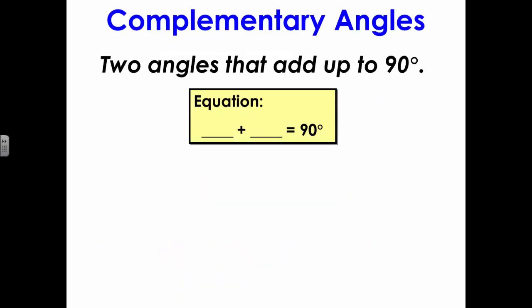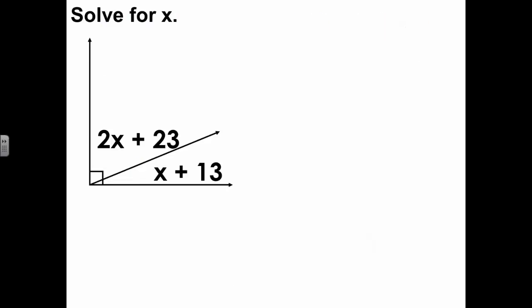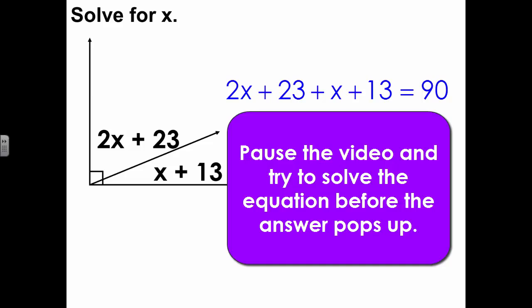Complementary angles are 2 angles that add up to be 90. They might share a common vertex or they might not. Take the time to write down this example. What we're going to do on this one is add the 2 angles and set them equal to 90 degrees. Pause the video and see if you can solve this problem before checking your answer.